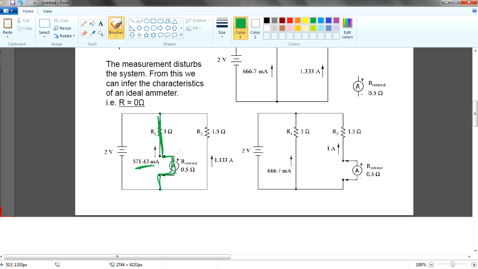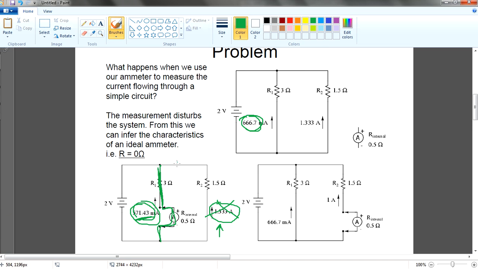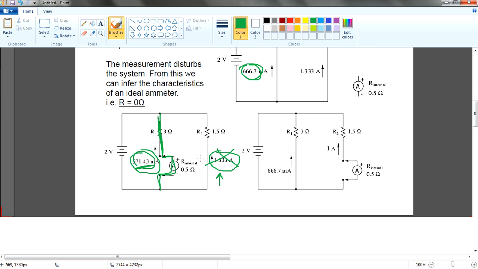And change the value over here, from 666.7 to this value. And nonetheless, if you were to decrease the ampere from this to this, definitely you're going to increase some ampere. I don't know why it's still 1.33. I may be wrong, but it should be increased also. So this thing should be another value, a higher current in this case. So if you were to implement an ammeter, you're going to change the whole values. You're going to affect the whole system.